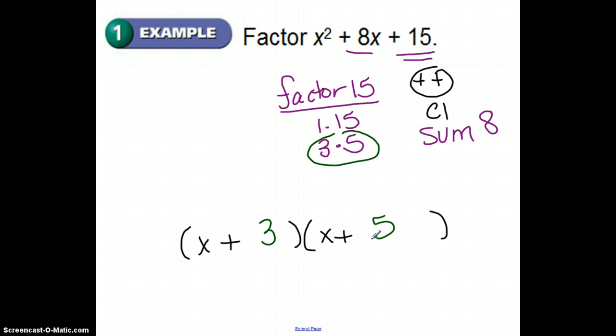Now, I am really concerned that if you do it and you're not sure, multiply these back out, and then you can make sure you've got the right answer to begin with. Okay, let's try another one.